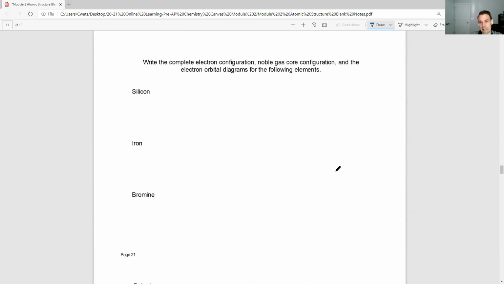So now it's time to put all of these things together. There are 3 different types of electron configuration: the complete electron configuration, the noble gas core configuration, and the orbital diagrams that we're going to have to do for each one. I'm just going to go over a couple of the examples, and then you can see what the answers are for the other examples. You can try them yourself and then look to see if the answers you got are correct.